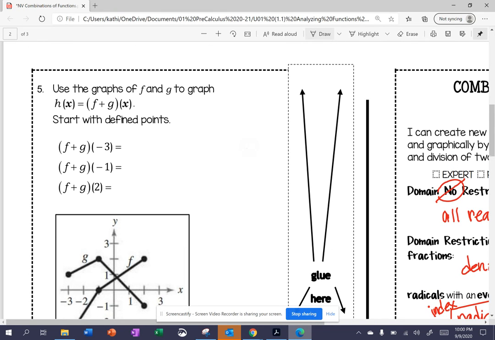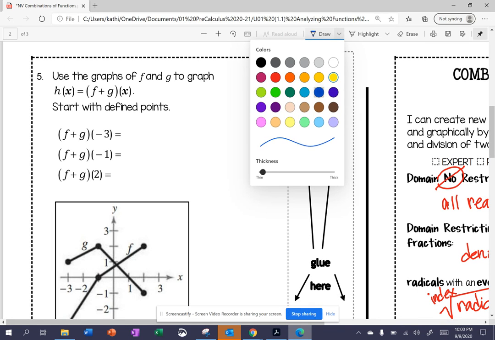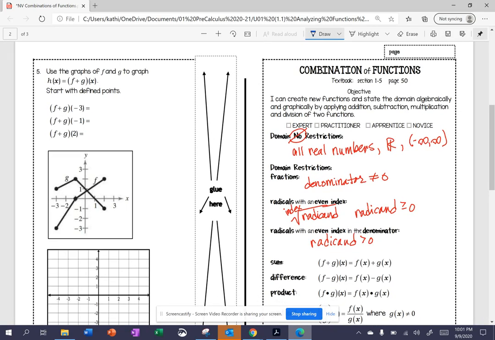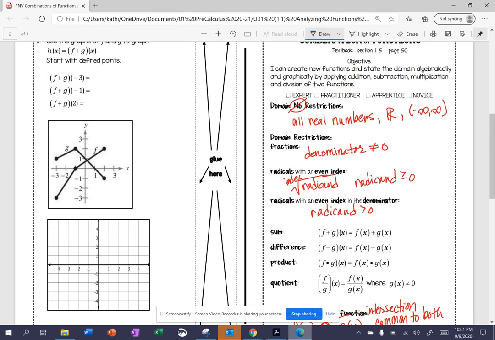Okay, so here I'm doing the same thing, but instead of with algebra, I am graphing. Use the graphs of f and g to graph h of x equals f plus g of x. Start with the defined points. Okay, so let's start looking. What is f plus g at negative 3? So if I take f at negative 3, y is negative 3.